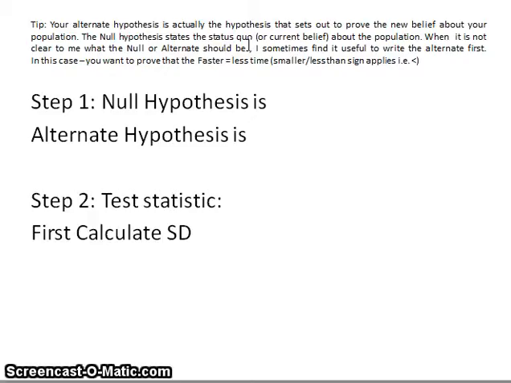When it is not clear to me what the null or alternate hypothesis should be, truthfully, I've done this in class as well, I find it useful to write out the alternate hypothesis first, using what is stated in my question. I write the alternate hypothesis first, because that is what I want to prove, and then by implication the opposite would be the null hypothesis. But also remember that the null hypothesis always has to include an equal to sign. If it's not a straightforward equal to sign, it is either more than or equal to, or less than or equal to.